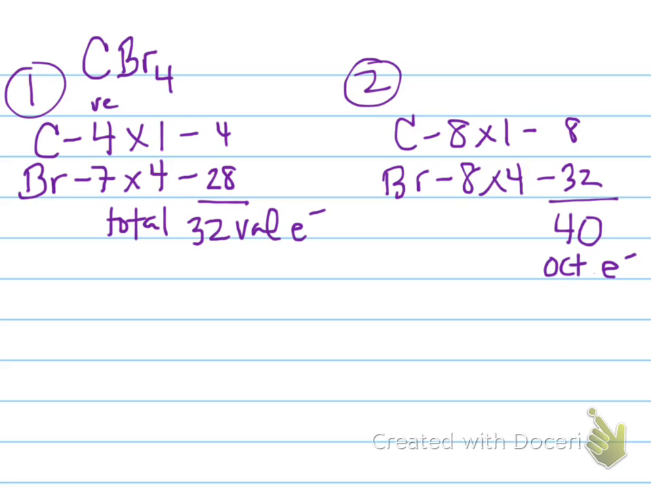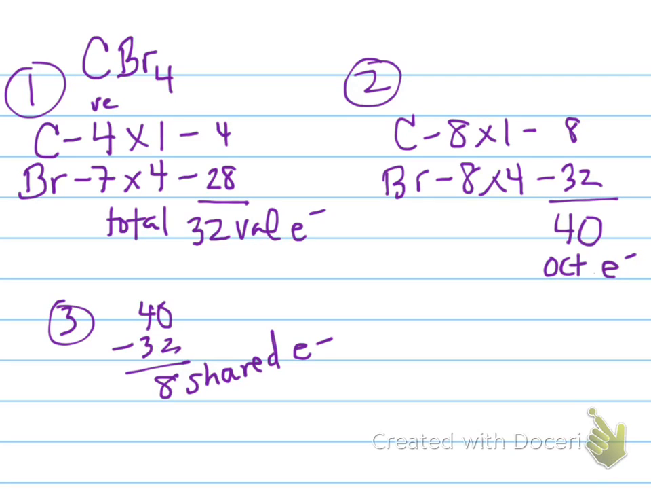Now to figure out how many are going to have to be shared, we just look at the difference between these two numbers. So if everybody had a full octet, there'd be 40 electrons, but we only have 32. How many do you guys have to share? Well, we take 40 minus 32. We have 8 electrons that are going to be shared between them. Okay.